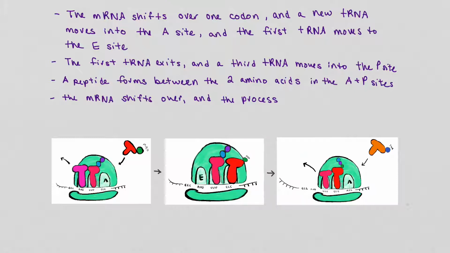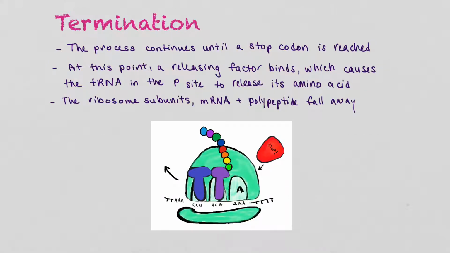This continues over and over again, so then everything shifts over. The second amino acid or tRNA will leave, and then the next one will come in, and it just happens repeatedly over and over until we reach a stop codon. So the last stage of protein synthesis is termination, and at this point, like I said before, the process will continue until a stop codon is reached. And in this example, our stop codon is UAA.